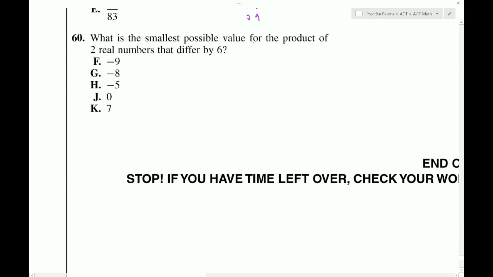What is the smallest possible value for the product of two real numbers that differ by 6? So two real numbers differ by 6. So let's see. Well, so xy is what we want to minimize. So that's our objective function here. We want the two things to differ by amount 6.